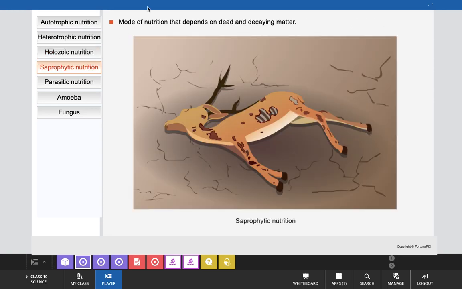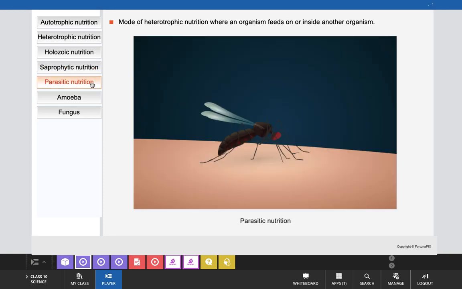Saprophytic nutrition, mode of nutrition that depends on dead and decaying matter, like in case of fungi just now you have seen in the presentation. Parasitic nutrition, mode of heterotrophic nutrition where an organism feeds on or inside another organism. If they feed on, then they are considered as ectoparasites. If they feed inside other organism, then they are known as endoparasite. Here, if this is a mosquito, considered as ectoparasite.